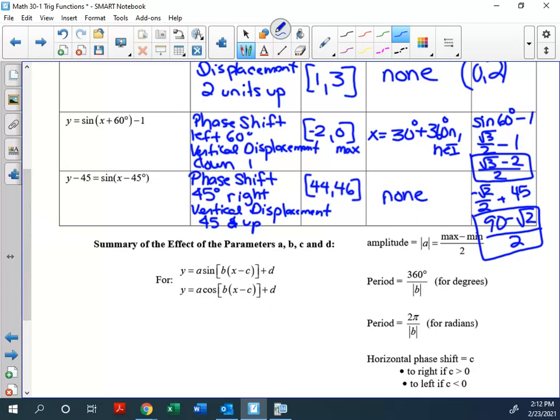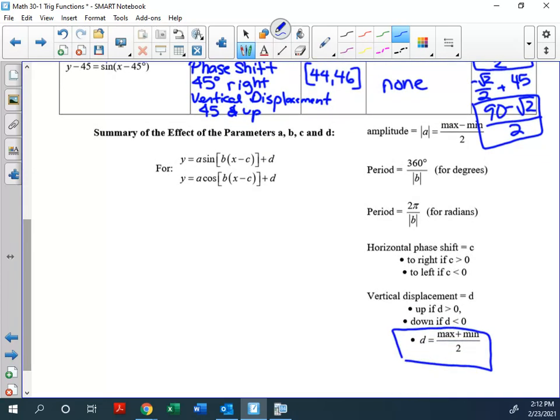Okay, here we go. Summary of the parameters. Your amplitude is the absolute value of A. Now what you're going to find comes in extremely useful is you have to realize it's the maximum value minus the minimum value, which is the distance between the highest and the lowest point, and then you divide it by 2. So the subtraction of those 2 points gives you a distance. And then I only want half that distance because the amplitude is center up, center down.